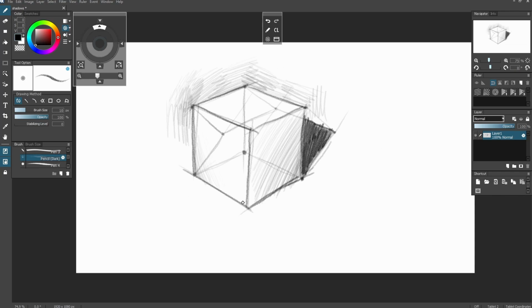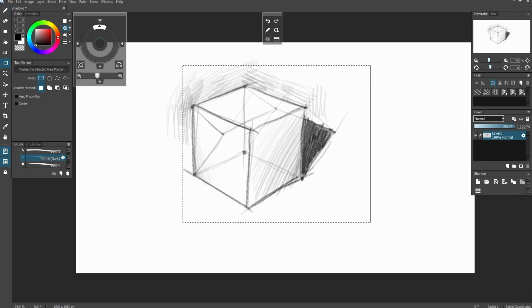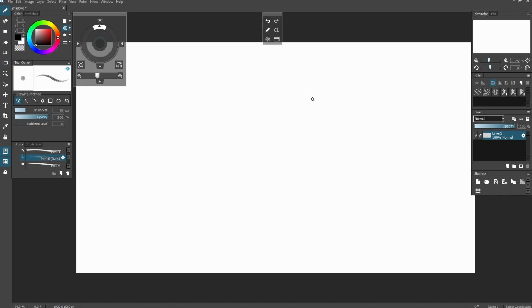Alright, so this is finished. Now, since we know how to draw cubes and shape them, let's go on to circles. First of all, let's draw a circle. I'm going to draw a square so that we can see where the circle is and how it curves. Okay, so we have a circle.